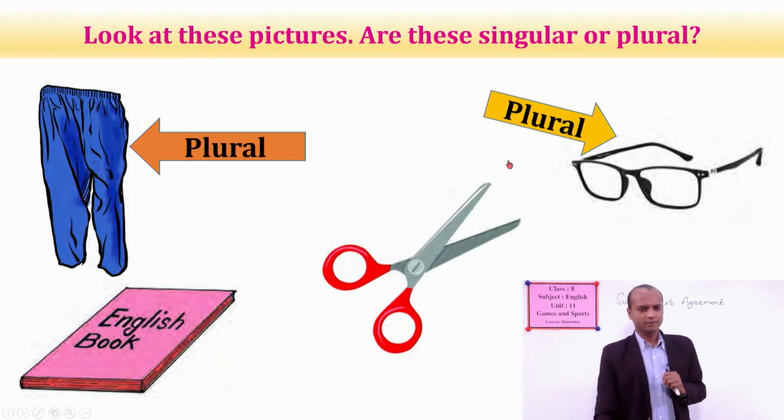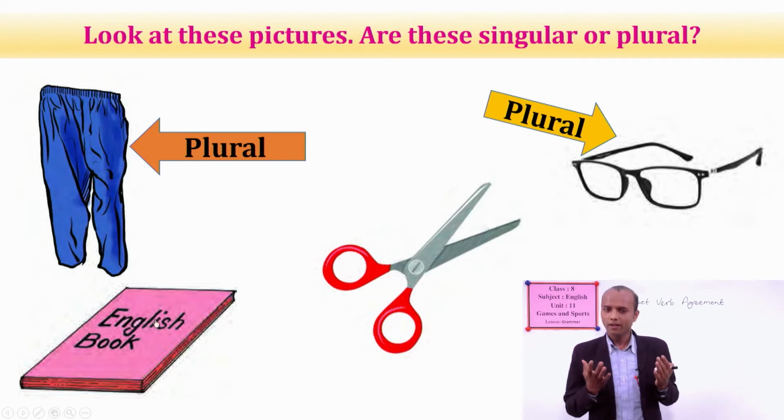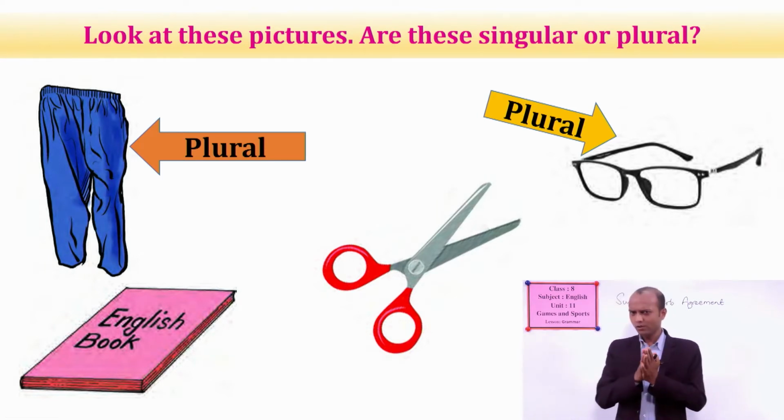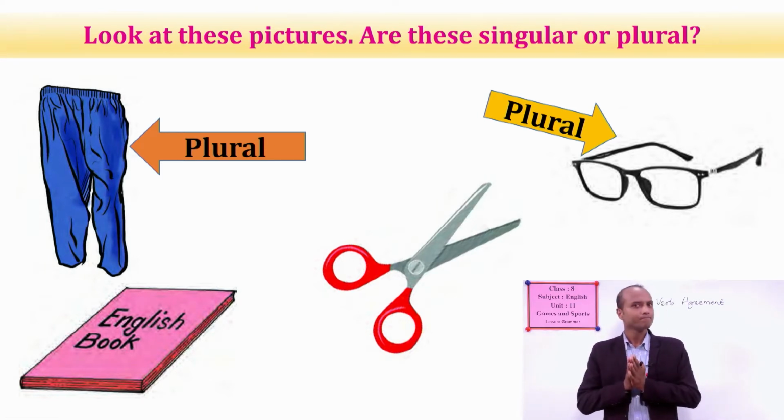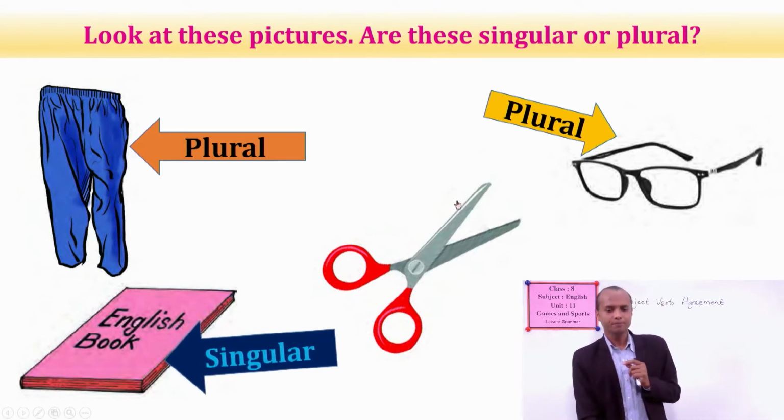So what do you think? Let's see the third picture. What is it? It's a book. Okay. Do you think it is singular or plural? It's singular. Yes, you are right. This is also singular.